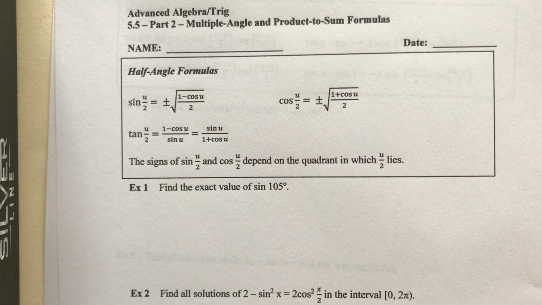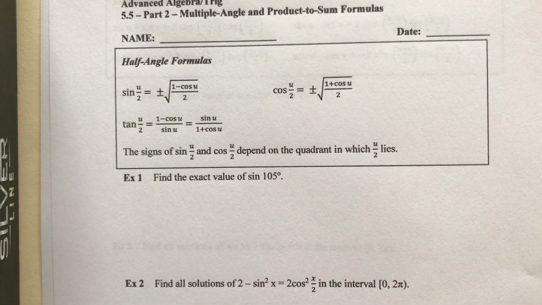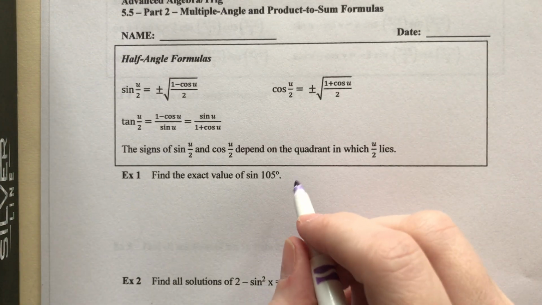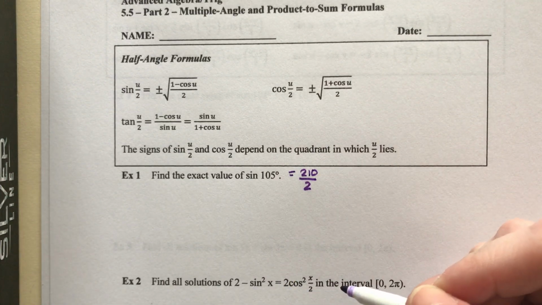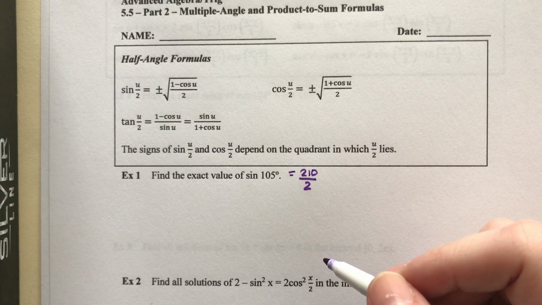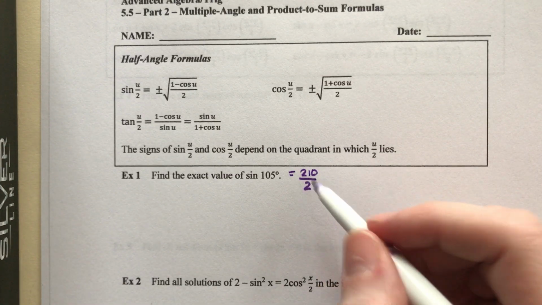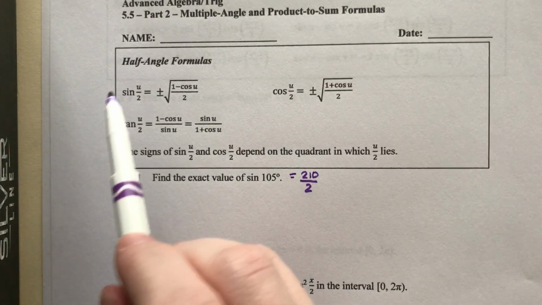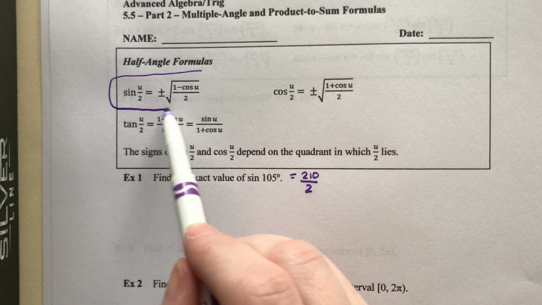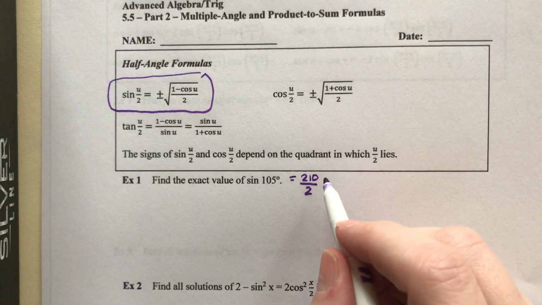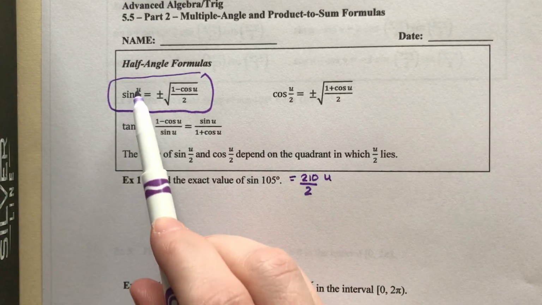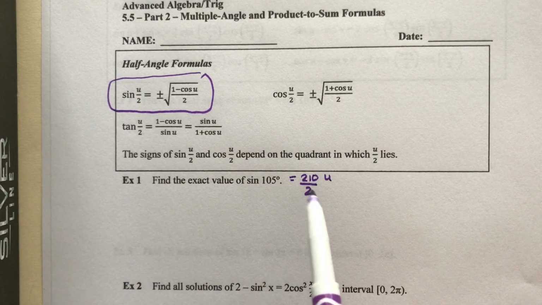So let's take a look at number 1. We're going to find the sine of 105 degrees. Now that's an angle that's not on our unit circle, but I could write this as 210 over 2. 210 is on the unit circle. So if I know that, what I can do is use this formula right here to plug into. So I'm just going to follow the directions, and 210 is going to be u because that's u over 2. 210 over 2 is the same thing as 105.